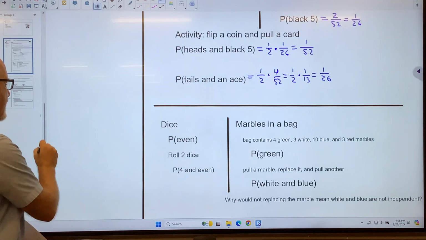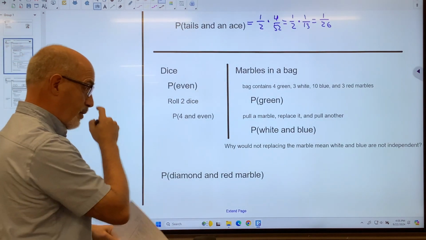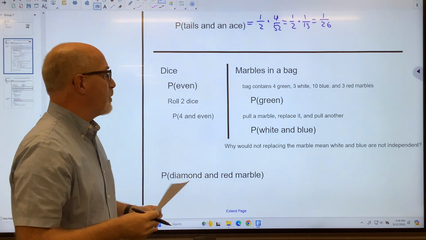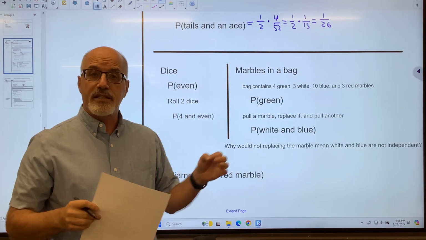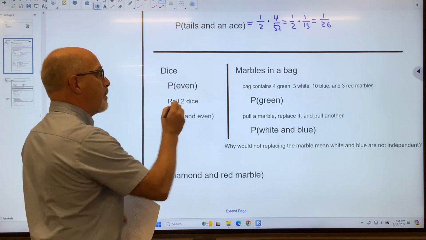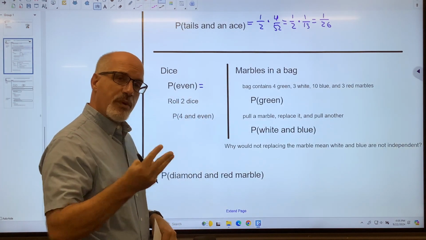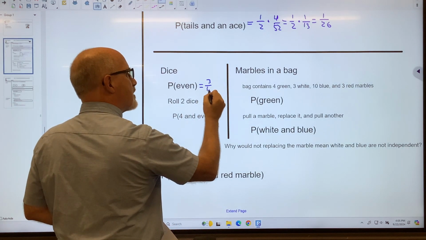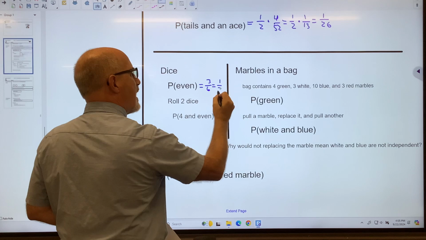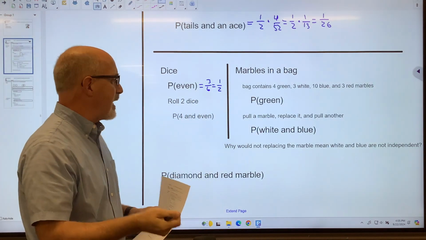All right, let's look at now dice, and let's look at marbles in a bag, another type of problem that we'll have. So in dealing with dice, remember you roll a dice, the dice has 6 faces, it has 6 numbers on it. So probability of getting an even, there are 3 even numbers and 3 odd numbers on a dice. So it's 3 out of 6 possibilities. That gives me 1/2 as the probability of getting an even when I roll a dice.